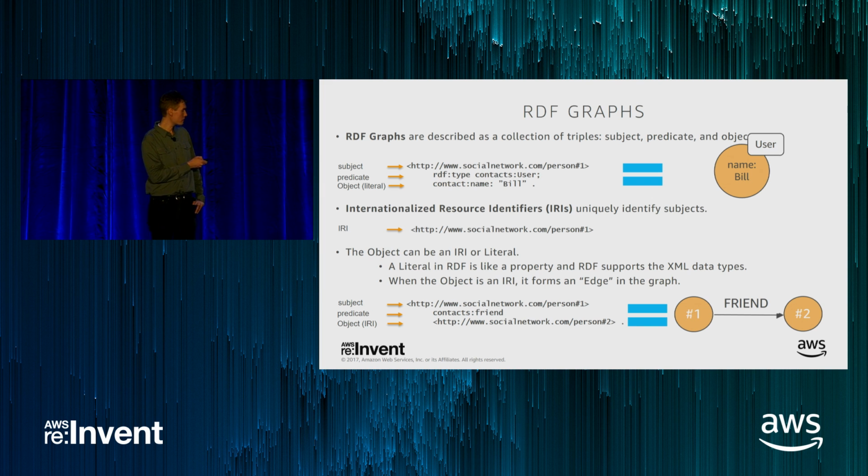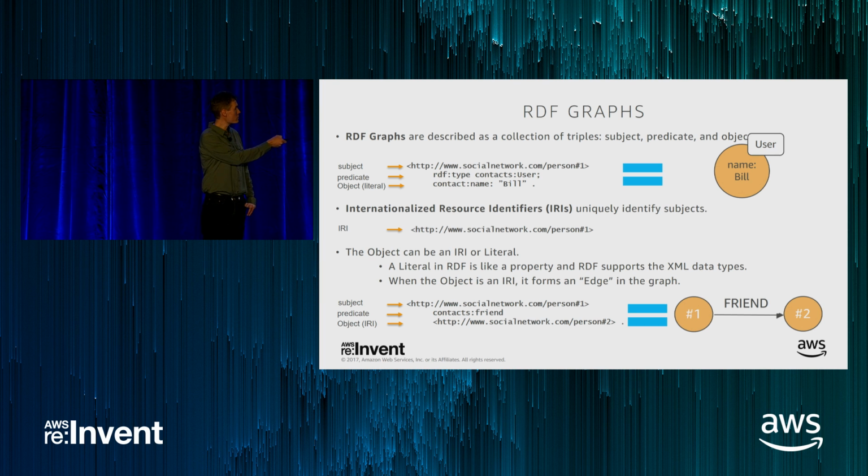So if you look at this example across the top, you can see the subject position here is an IRI. It's person. There's a predicate here. In this case, it's RDF type. That has a meaning in the RDF language. It's a user. And they're going to express, in this case, a literal, or like a property, the name Bill. And that combination, that triplet, forms this vertex Bill.